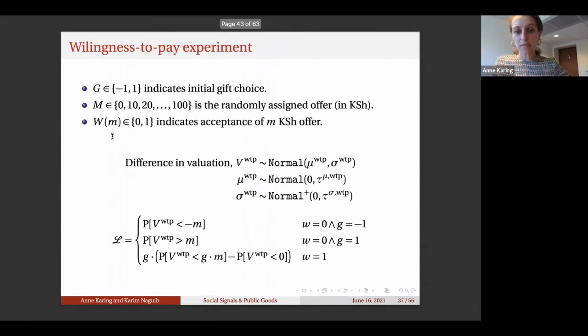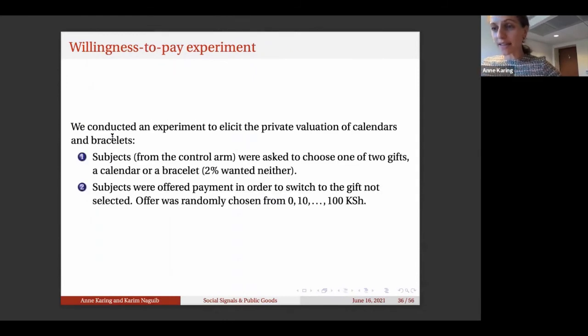So what we did is we implemented a willingness to pay exercise at the end of this experiment in the control group, where we offered individuals to either, at the end of the survey, get a bracelet or get a calendar. Then we gave them a random amount of money and asked, would you be willing to give up what you first chose if you were to get the other item plus this amount of money? This allows us to price out the utility difference that people have between the calendar and the bracelets, which is really what we're interested in.